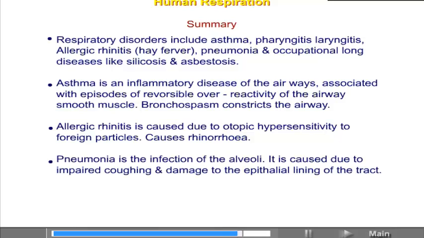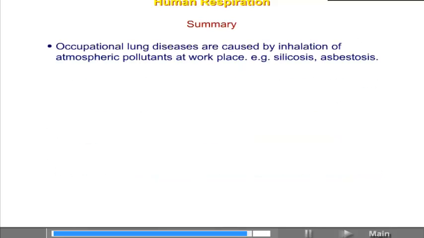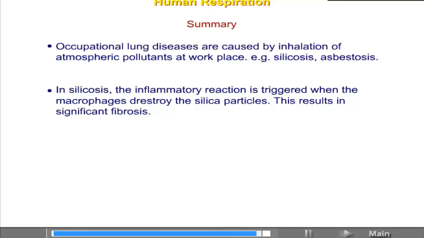Pneumonia is the infection of the alveoli. It is caused due to the impaired cupping and damage to the epithelial lining of the tract. Occupational lung diseases are caused by inhalation of atmospheric pollutants at workplace. Example, silicosis, asbestosis. In silicosis, the inflammatory reaction is triggered when the macrophages destroy the silica particles. This results in significant fibrosis.